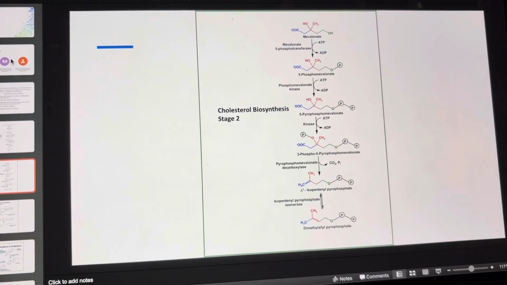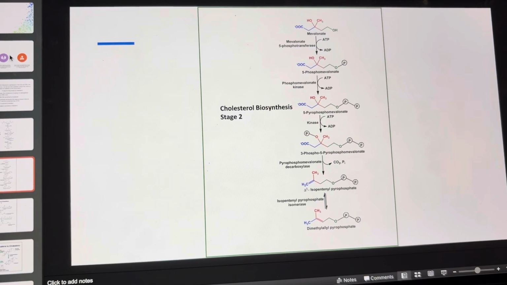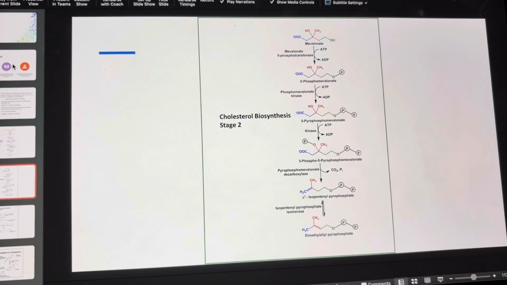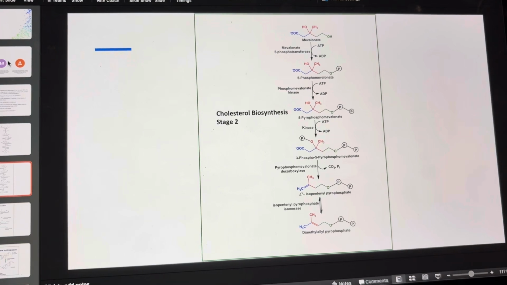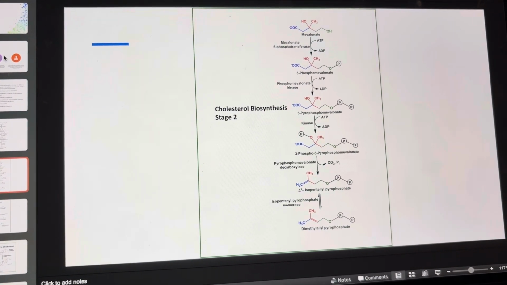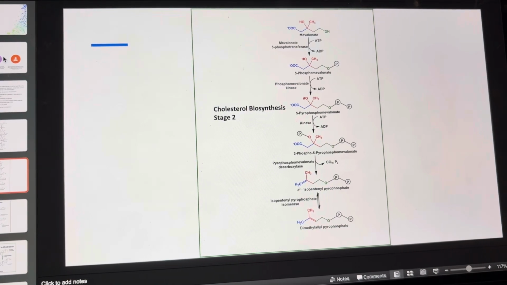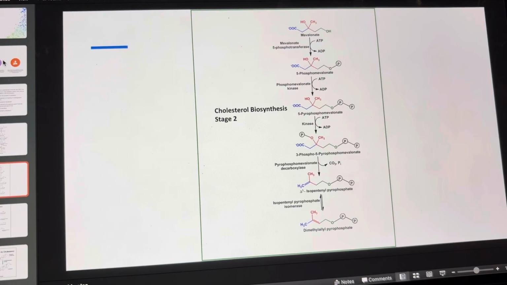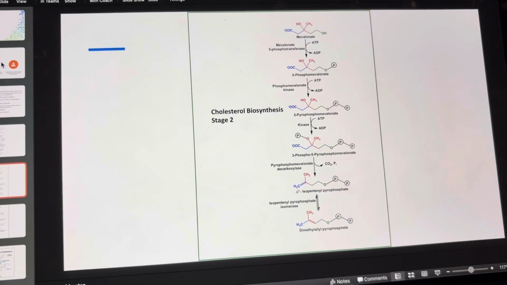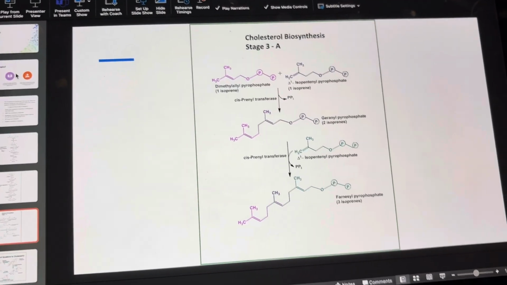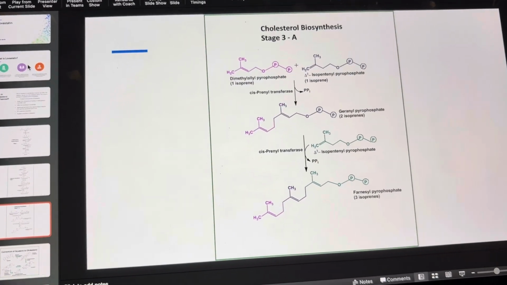And then it is going to the pyrophosphomevalonate. So we just keep adding that phosphate group in there. Then after that, it's removing carbon dioxide and a phosphate group. So then that final product for stage 2 is going to be getting us the dimethylallyl pyrophosphate. There is that stage 3, so we're going from the last product we had.